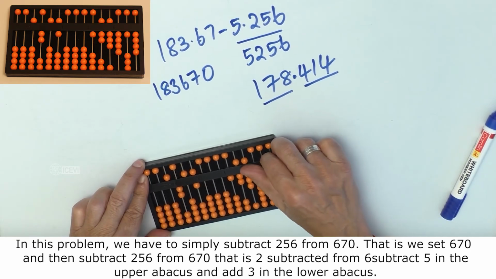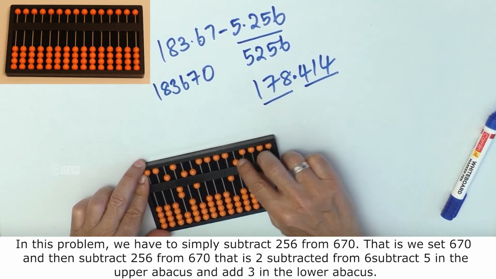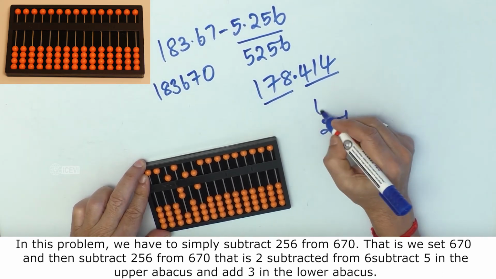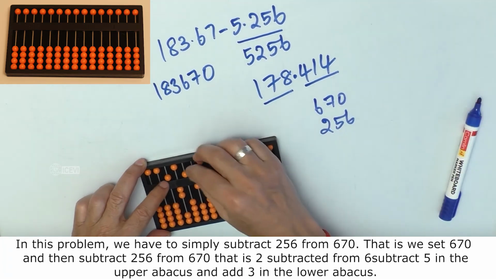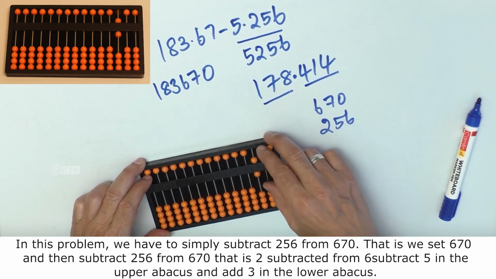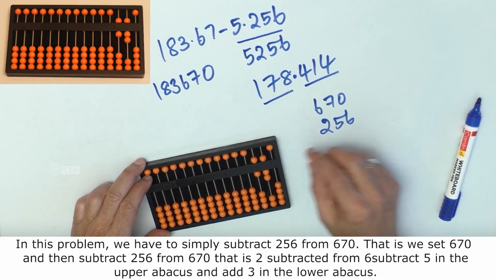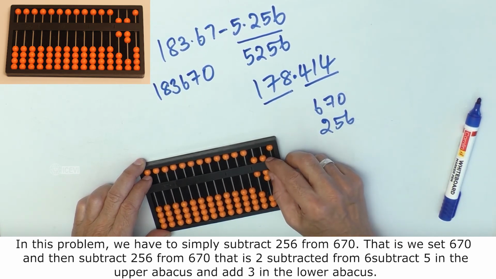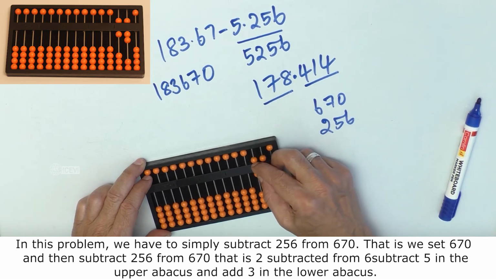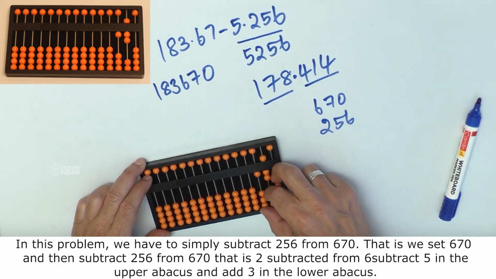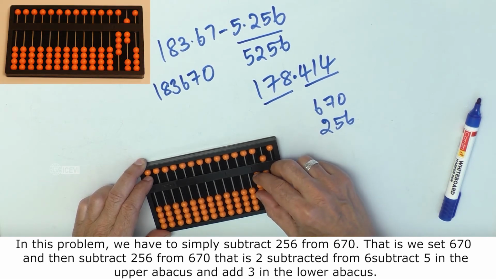In this problem, we have to simply subtract 256 from 670. That is, we set 670 and then subtract 256 from 670. That is 2 subtracted from 6. Subtract 5 in the upper abacus and add 3 in the lower abacus.